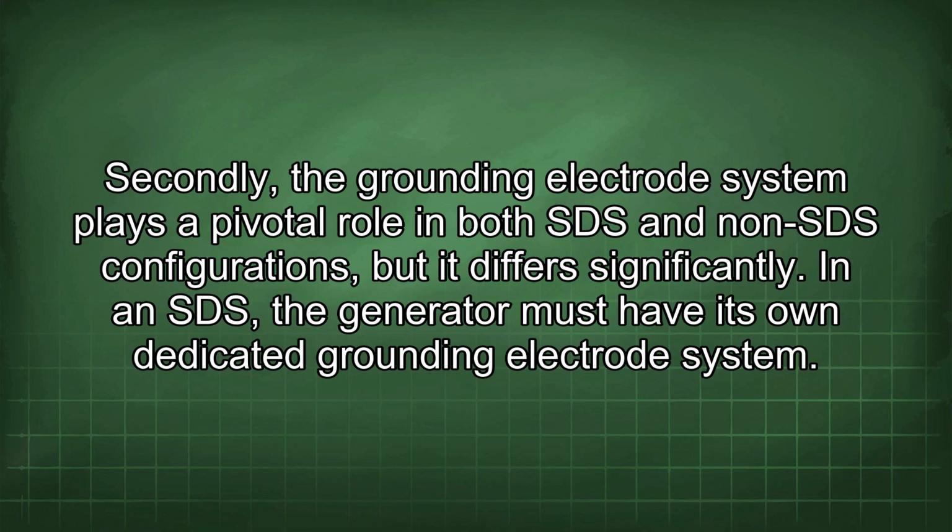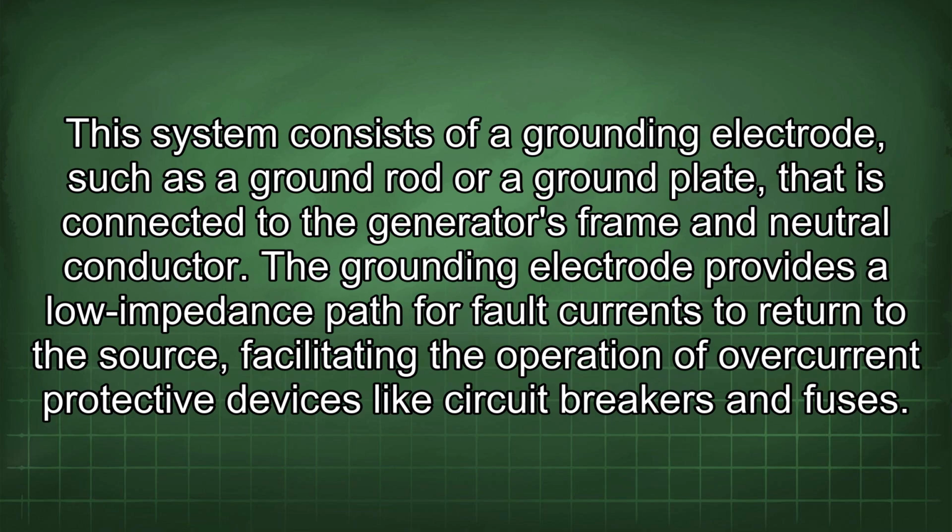Secondly, the grounding electrode system plays a pivotal role in both SDS and non-SDS configurations, but it differs significantly. In an SDS, the generator must have its own dedicated grounding electrode system. This system consists of a grounding electrode, such as a ground rod or ground plate, that is connected to the generator's frame and neutral conductor. The grounding electrode provides a low impedance path for fault currents to return to the source, facilitating the operation of overcurrent protective devices like circuit breakers and fuses.